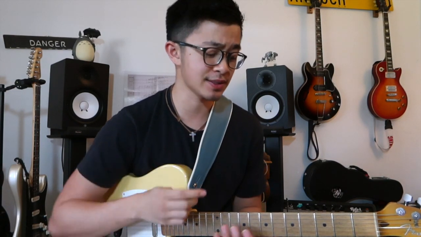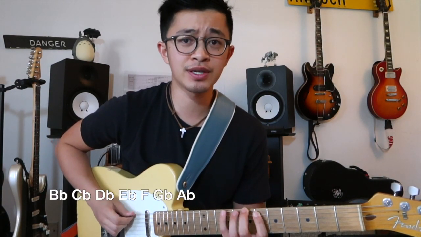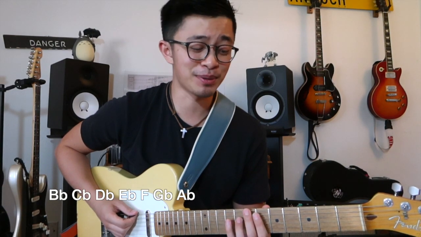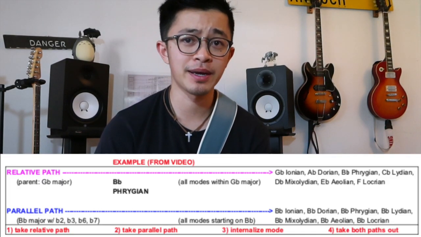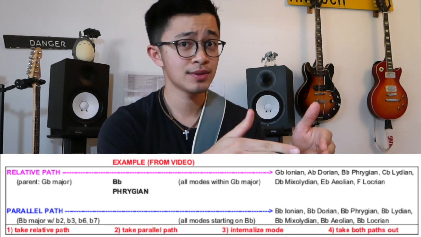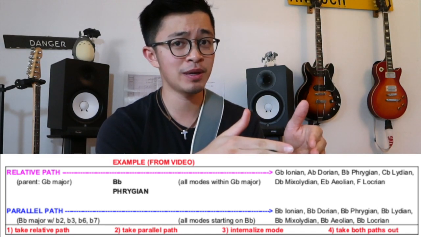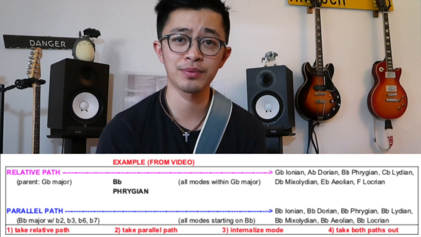You can also take the parallel pathway away from B-flat Phrygian by pivoting all of the rest of the notes but keeping B-flat the same. So B-flat Phrygian is going to sound a lot different than B-flat Lydian. Right? And so you're doing many different things by pivoting into a mode with two pathways and then pivoting out of a mode with two pathways.